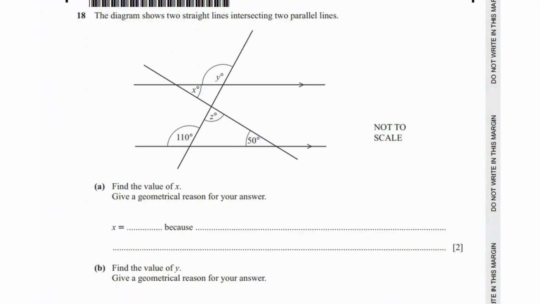Then it says the diagram shows 2 straight lines intersecting 2 parallel lines. Find the value of x, give a geometrical reason for your answer.